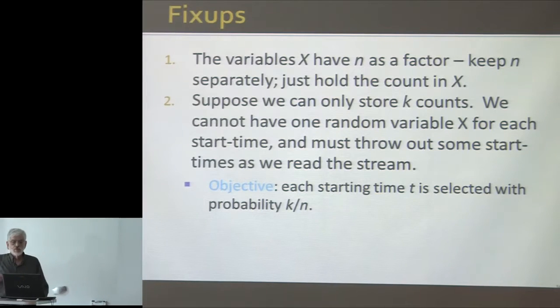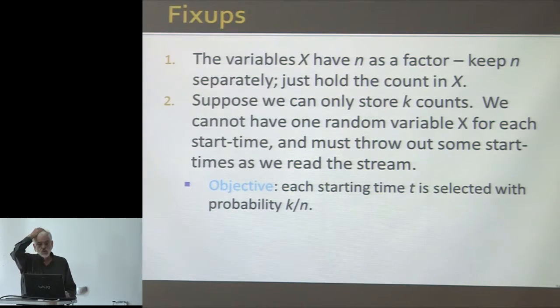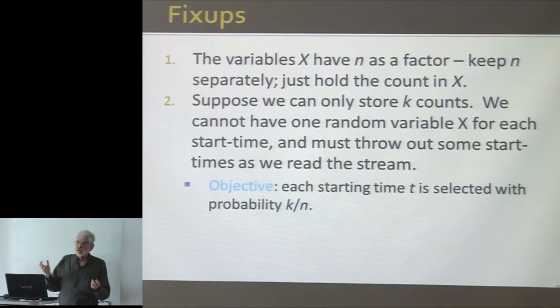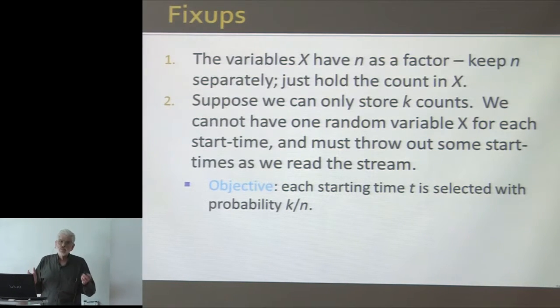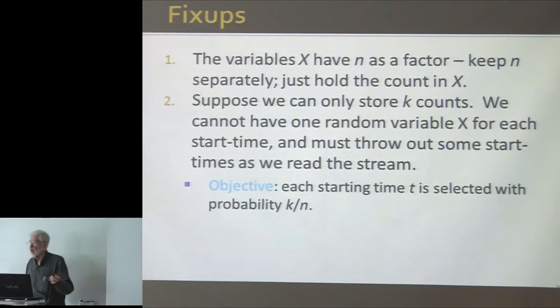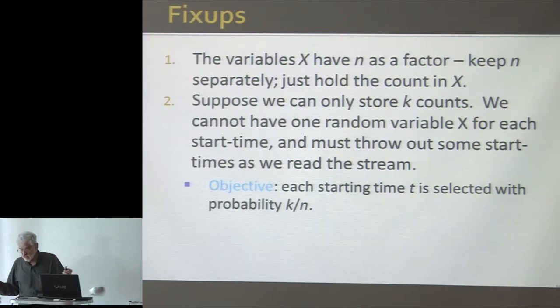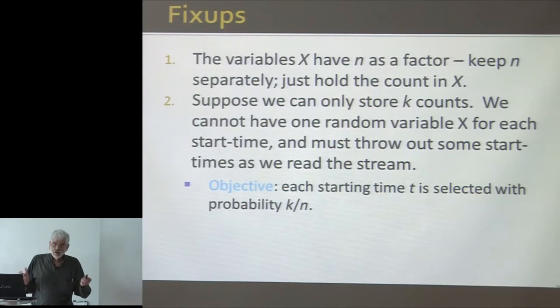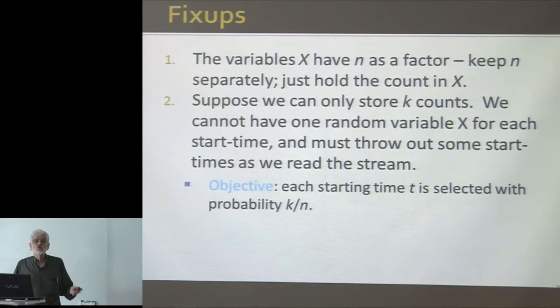Now, the bigger problem is, suppose that we're going to store k different random variables, k counts. If you can store as many random variables as the length of the stream, that is, if k is n, then you can just have one random variable for each position, but you can't. Eventually n grows too big. You have to have a fixed number of counts.